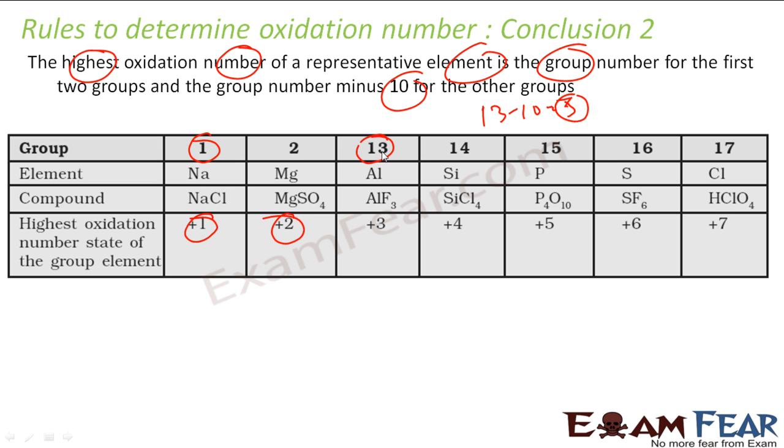And this is for all the groups greater than 10. For group 1 and 2, it's just the group number. For group 13, it can have +1, +2, and +3, but the highest is +3. Similarly, for silicon, it can have +1, +2, +3, +4, but the highest is +4. Similarly, for phosphorus, the highest is +5, for group 16 it is +6, and for this +7. So please note, the word highest is critical here. The highest number is the group number minus 10.